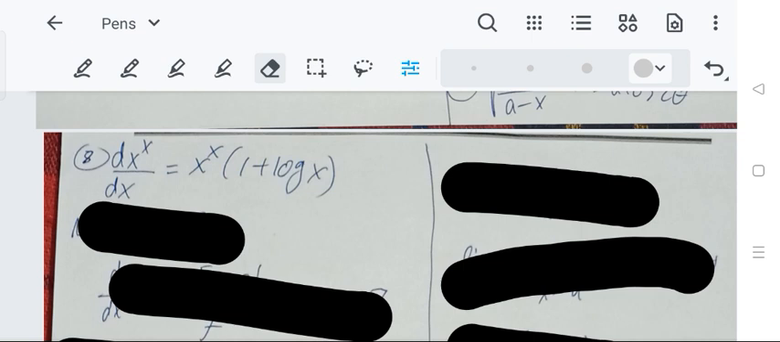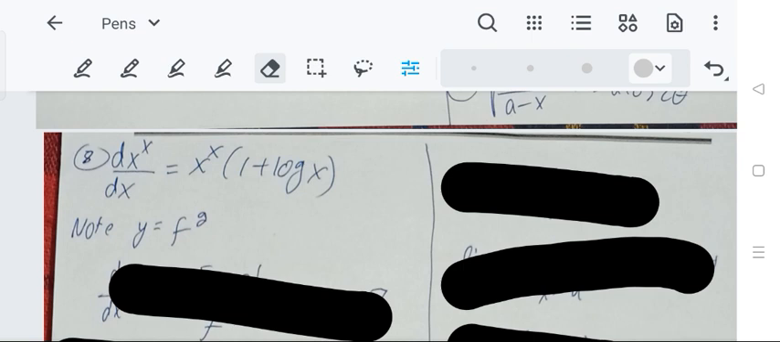If a question comes, x raised to the power x, how will you find its differentiation? There is a standard method: y is equal to x raised to the power x, then take log on both sides, so that x will come down, then do differentiation by product rule. That can be done, but x raised to the power x is a most frequently asked question, so you can directly learn that the differentiation of x raised to the power x is x raised to the power x multiplied by 1 plus log of x.